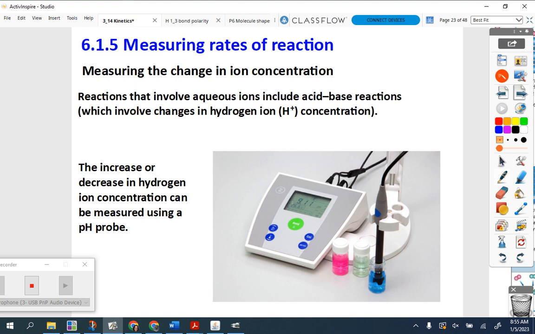But this is something that you could use to track pH over time, track hydrogen ion concentration over time. We also have some conductivity meters, which could be used also to track conductivity or ion concentration over time. So depending on what you're doing, something like that might be a possibility.